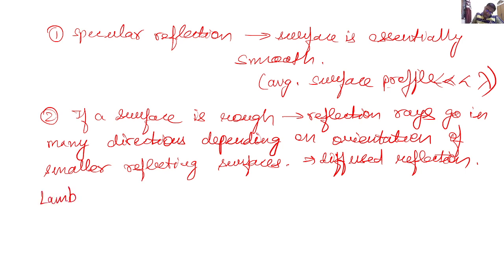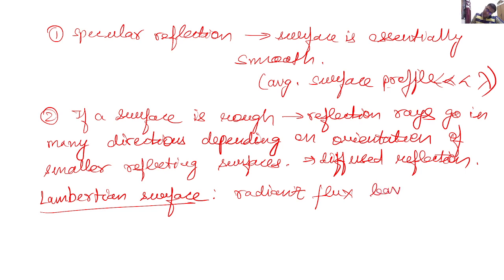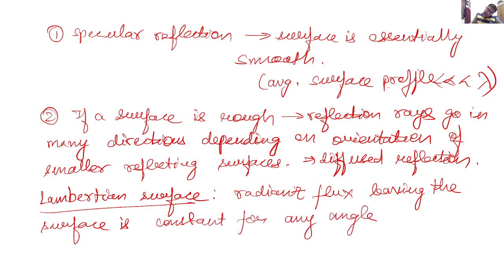Finally, about the idealistic surface, that is the Lambertian surface. For the Lambertian surface, the radiant flux leaving the surface is constant for any angle of reflectance to the surface, and that is why Lambertian surfaces are thought to be desirable. However, they are extremely idealistic. Any kind of surface will have some impurities which will render them not to be Lambertian.